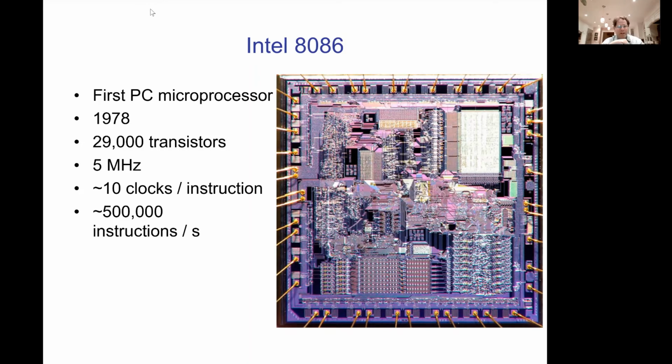So let's go all the way back to 1978 and the first PC microprocessor, the Intel 8086. It had 29,000 transistors, ran at 5 megahertz, and it took about 10 clocks to finish a single instruction. So you'd fetch the instruction, decode what it means, and execute it step by step. So about 10 clocks to finish it. On average, it could complete about 500,000 instructions per second.